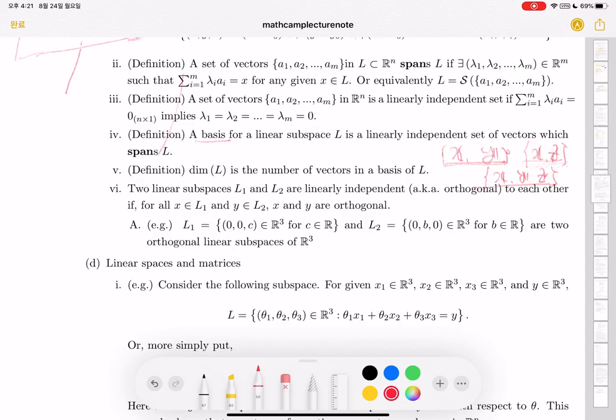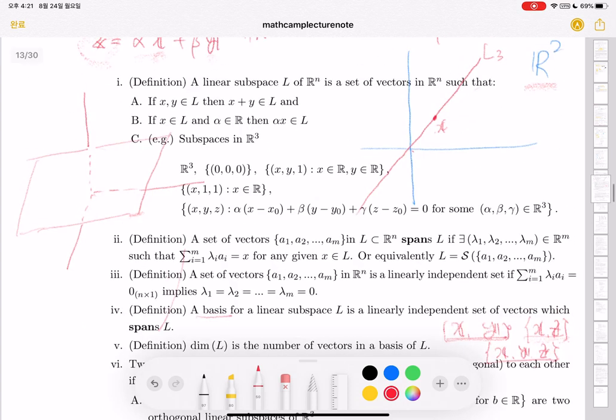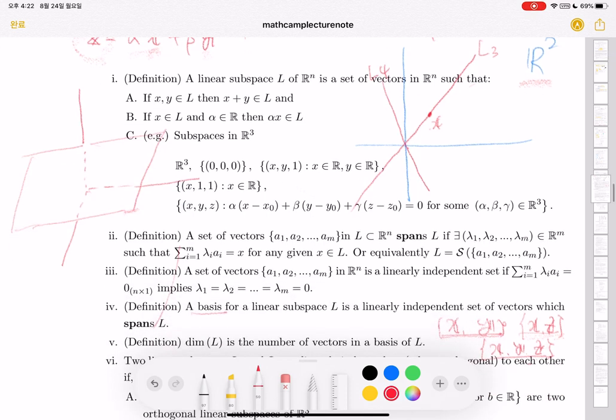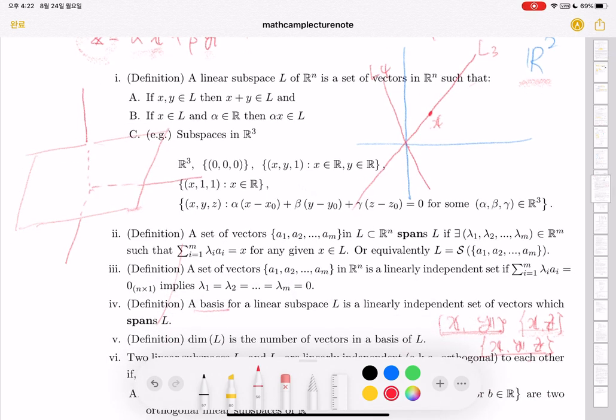All right, two linear spaces L1 and L2 are linearly independent. Now we are talking about linear independence of spaces. What do I mean by linear independence of spaces? Here, this space is linearly independent of this subspace L4. How do we know that? Because any point in L4 cannot be generated by any combination of vectors in L3. Okay.